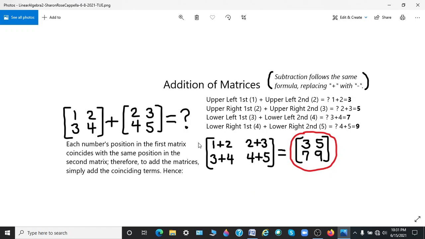Okay, so lower left, the lower left of this one is 3. The first one is 3. Lower left of the second one is 4. So 3 plus 4 equals 7.